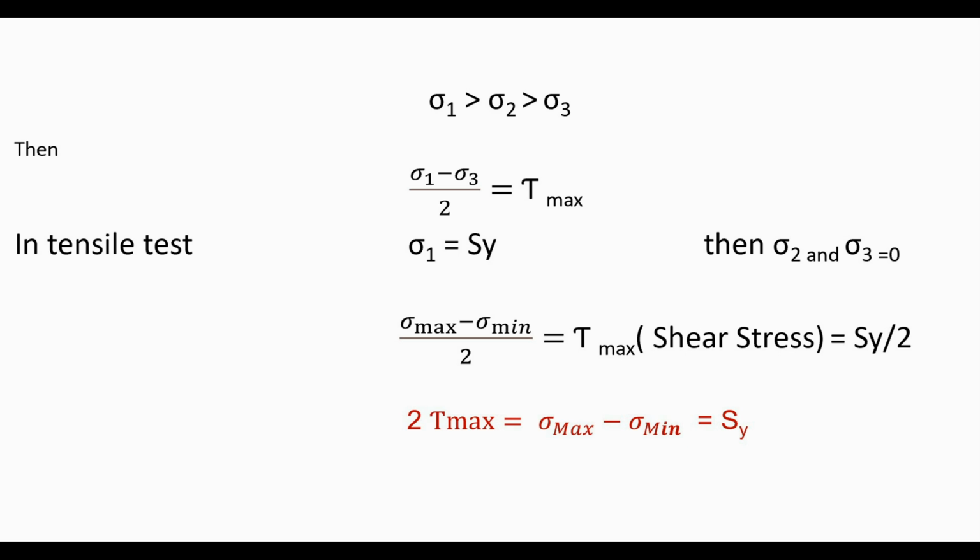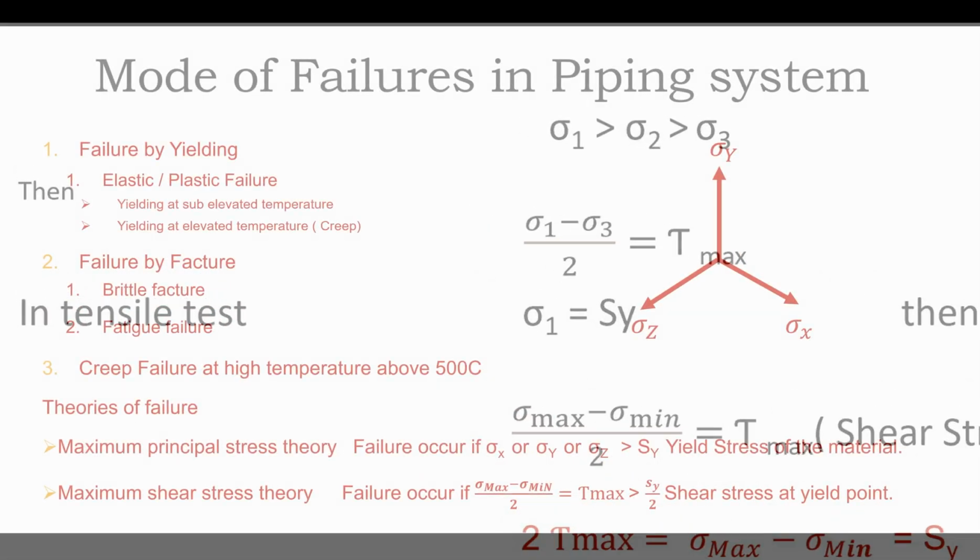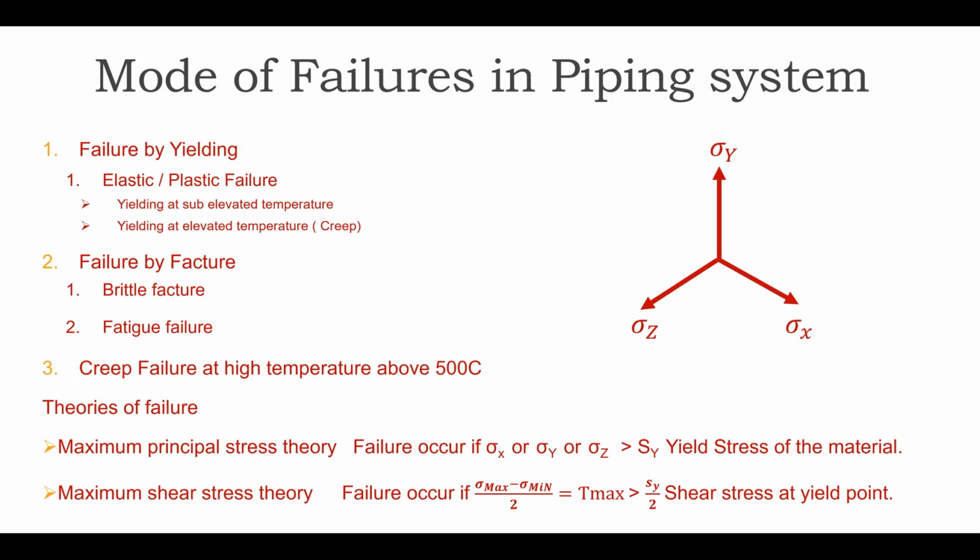It means the yielding in the component occurs when (sigma maximum minus sigma minimum) divided by 2 is equal to tau maximum, which is the shear stress, or which is equal to yield stress divided by 2. It means 2 tau maximum is equal to sigma maximum minus sigma minimum, which is equal to the yield stress of the material. This stress is called the equivalent intensity of the combined stresses, or stress intensity. Hence, we can directly compare the stress intensity S with the yield stress of the material with the safety factor.